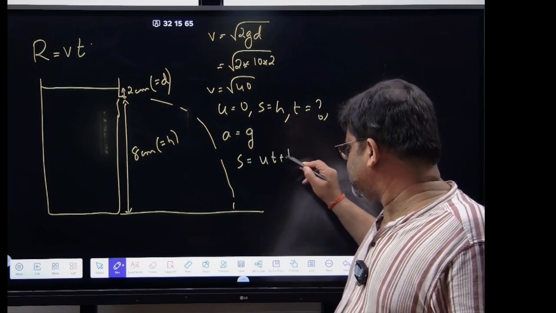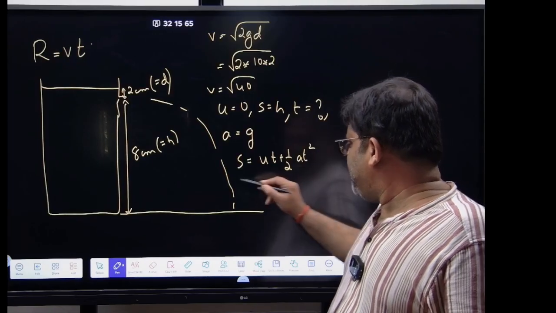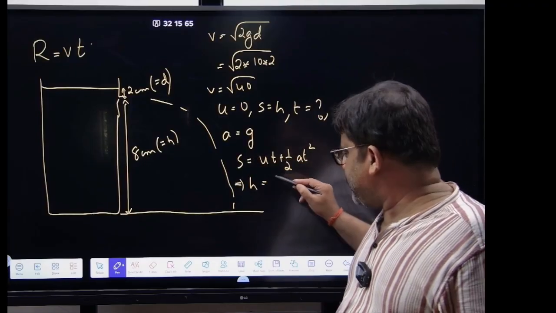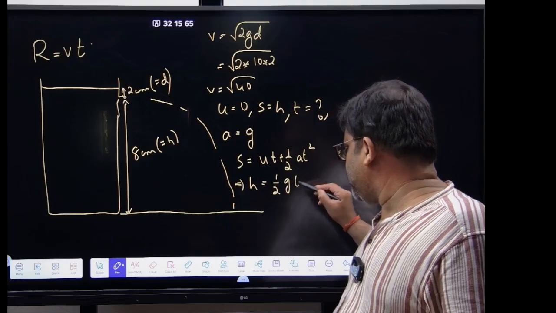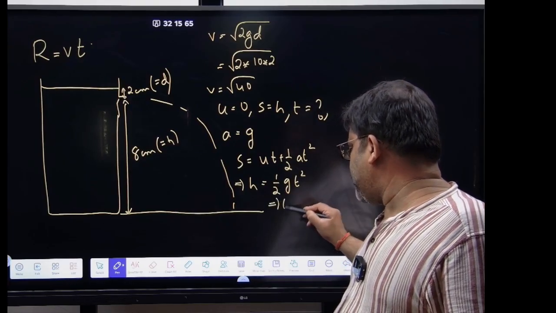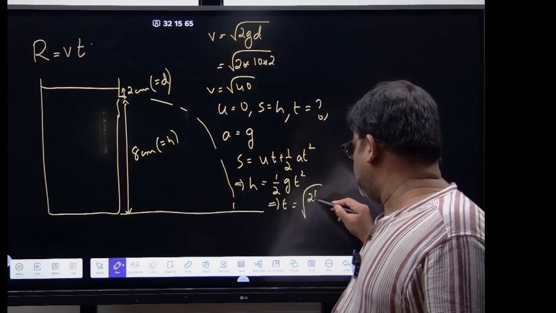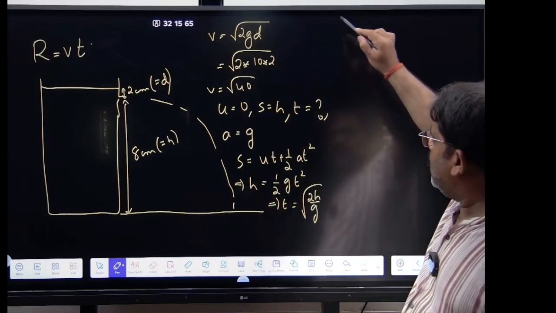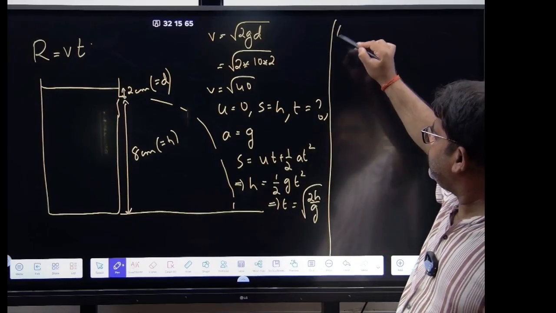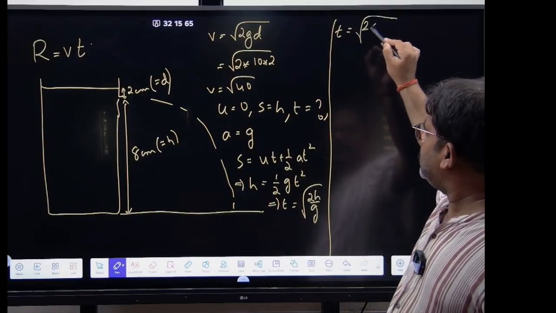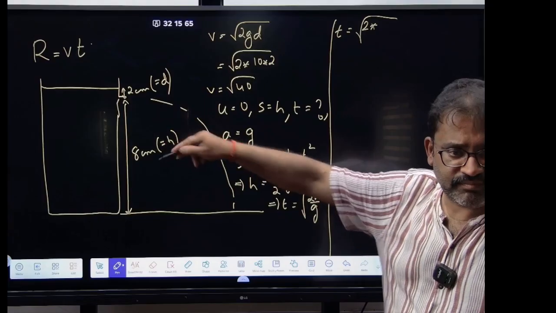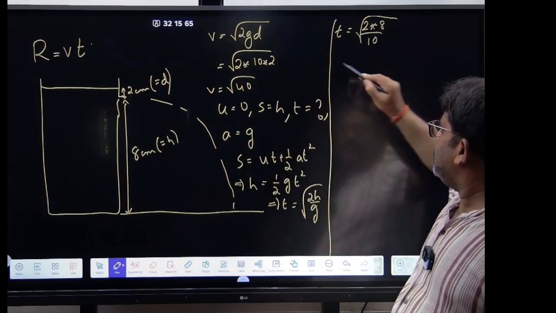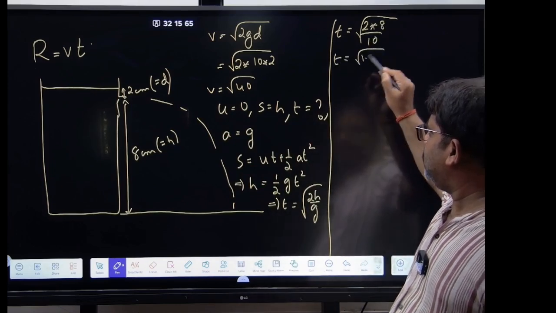Very good, children. This implies h is equal to, this is 0. Then this is half g t square, or this implies, I'll write directly, t is equal to root of 2h divided by g. Now what is t? That is equal to root of 2 into, what is h? 8 divided by 10. That means t is equal to, can I write this as root of 1.6?